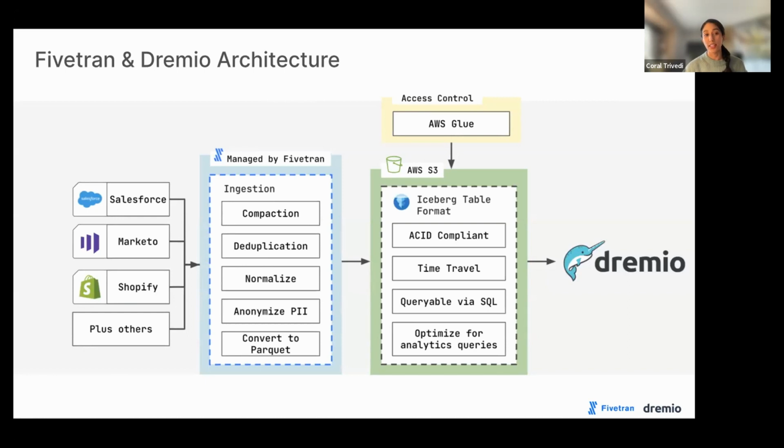So we do what we do best, which is, as part of that ingestion process, the compaction, deduplication, and normalization. We anonymize PII, and we convert the data into Parquet files. So that data is written into Parquet files through the Fivetran pipeline, and then we land the data using the Iceberg table format into AWS Glue. The metadata is then immediately inserted into Glue, and your data is ready for querying. And so leveraging Dremio on top of this will allow the data to natively be consumed and funneled to your downstream users using BI tools.